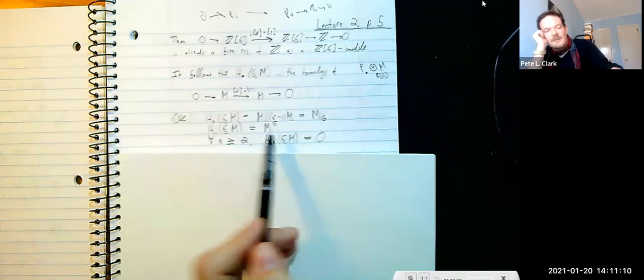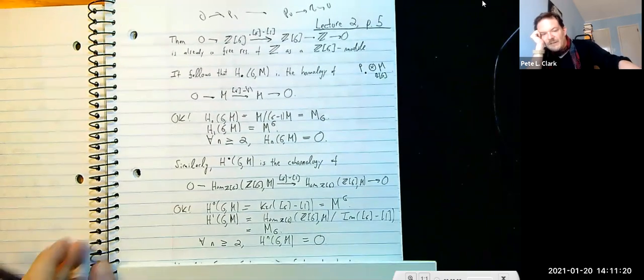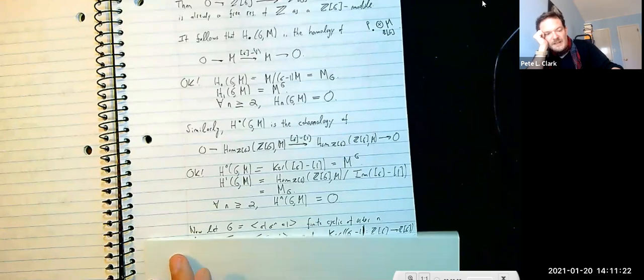These things happen. Then again, for all n greater than or equal to 2, the homology is equal to 0 because the complex ends right there. And now similarly, we can do the cohomology.